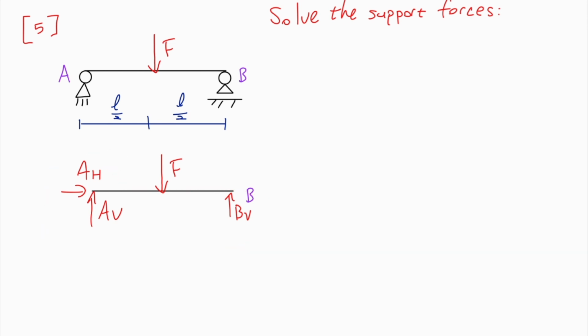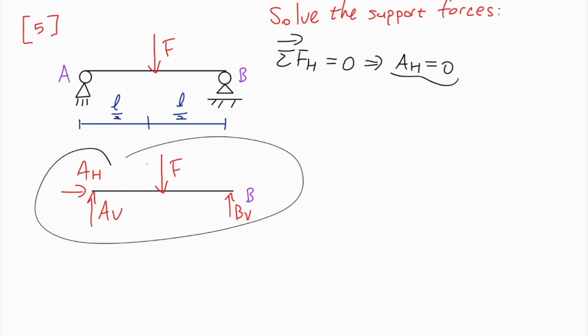Now, the first force summation I can do is of course the horizontal force summation, since I only have one horizontal force, which is AH. So when I do this summation, AH is going to be 0. We'll take rightwards as positive. AH is 0 because nothing else is a horizontal force.